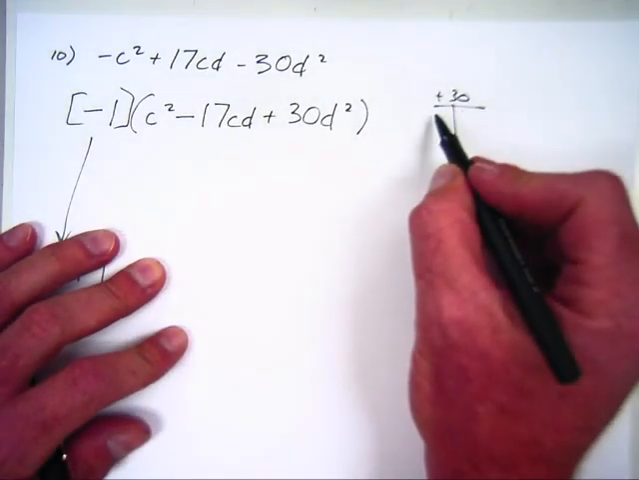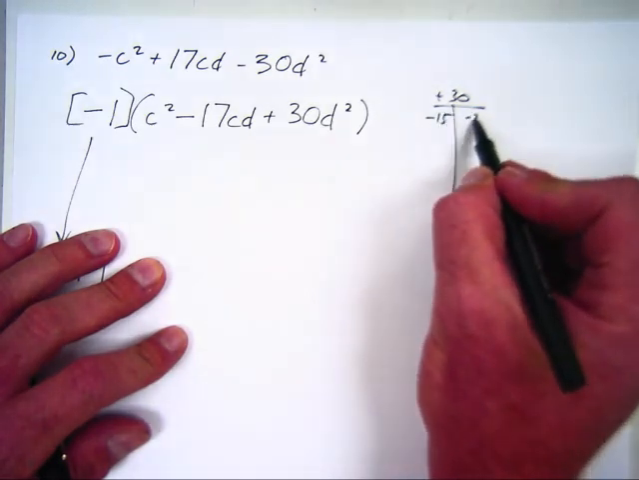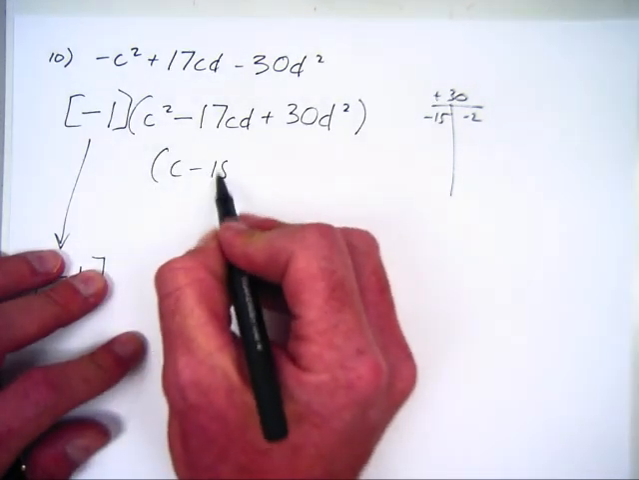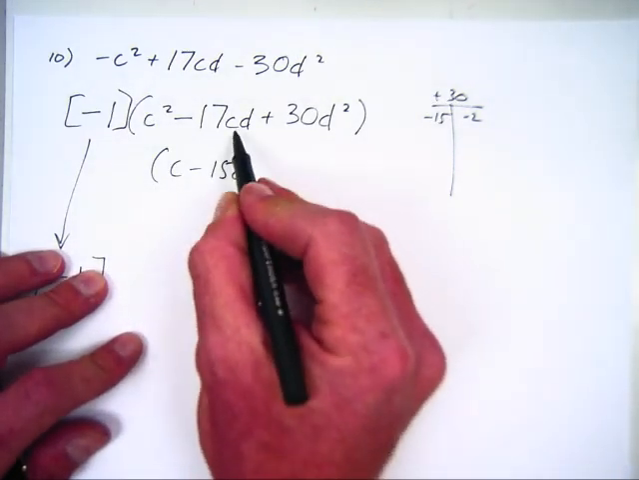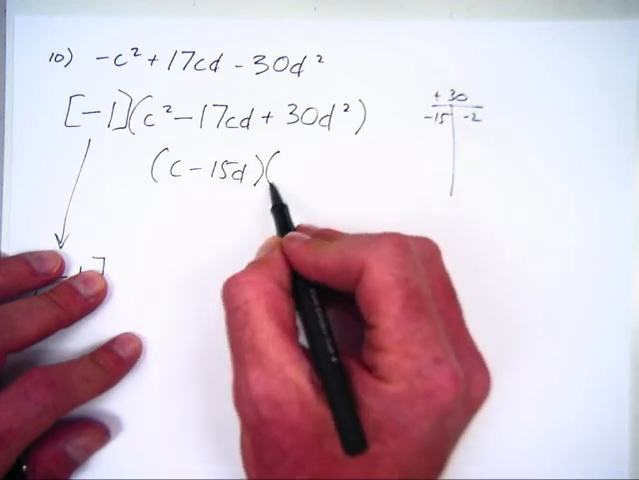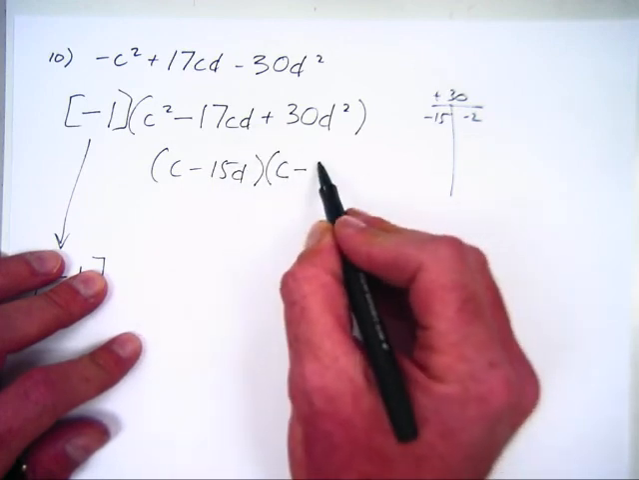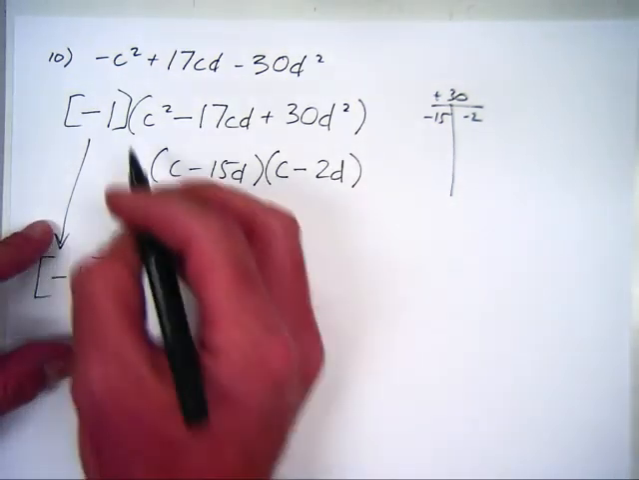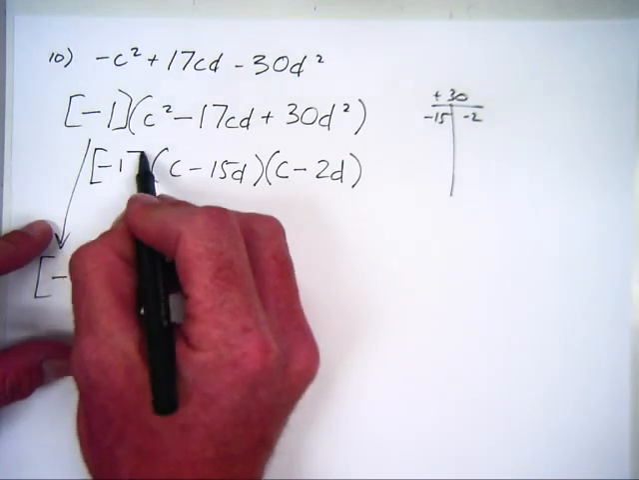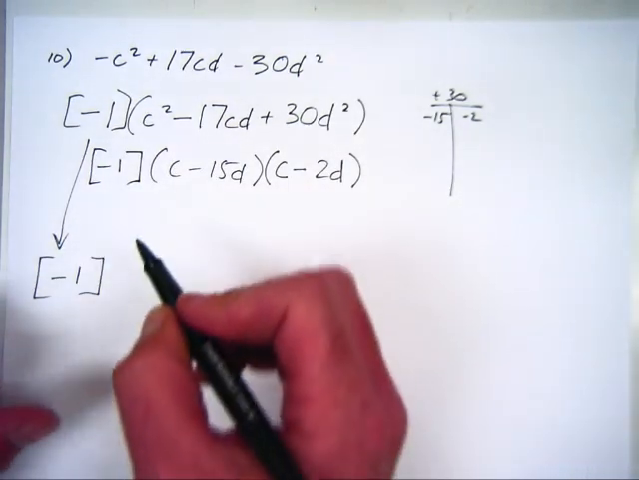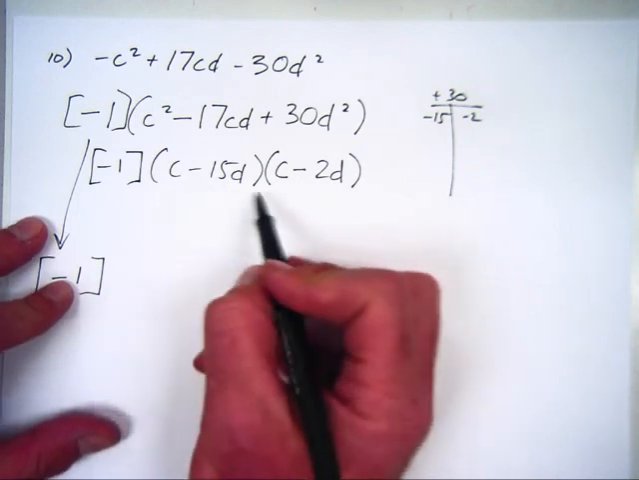It looks like negative 15 and negative 2. So I just rewrite this as c minus 15, or there's going to be a 15d because of the d there, and then I'm going to have c minus 2d there. So a little bit easier than normal. And then this negative 1 just tacks on there. Except this one, as per Ms. Katz, is not as simplified as it can be.